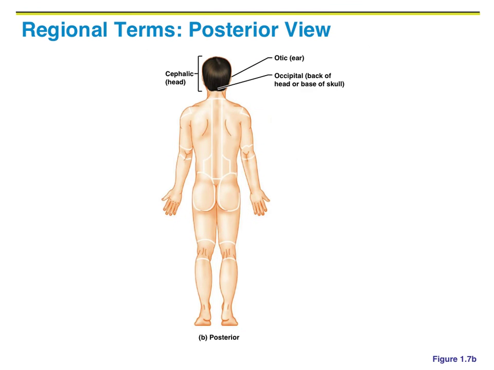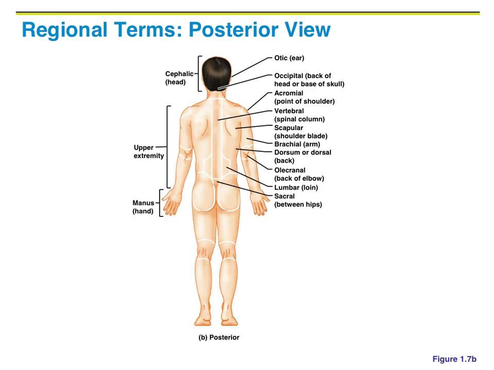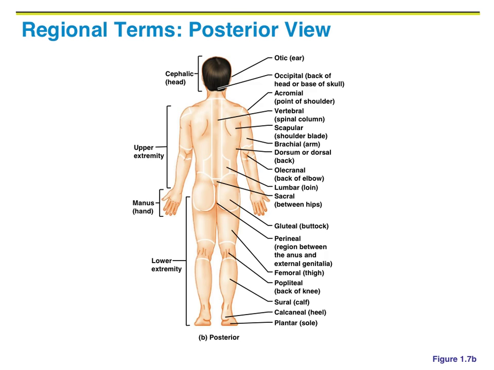The posterior terms that you need to know you can see on slides 10, 11, and 12, and include cephalic, manus, otic, occipital, acromial, vertebral, scapular, brachial, dorsal, olecranal, lumbar, sacral, gluteal, perineal, femoral, popliteal, sural, calcaneal, plantar.